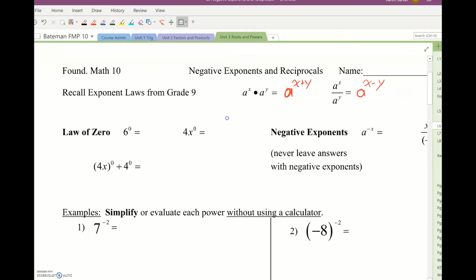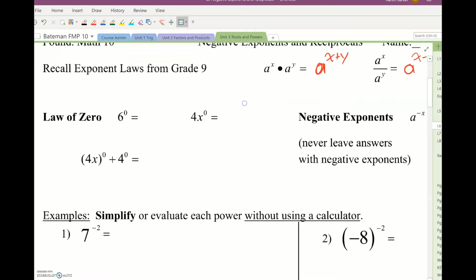Okay, help formalize it. The law of zero we just looked at. What's 6 exponent 0? 1. Good. What's the next one? Wrong. Because only the x has the exponent 0. So this equals 4 times 1. Only x0 equals 1. So this equals 4.